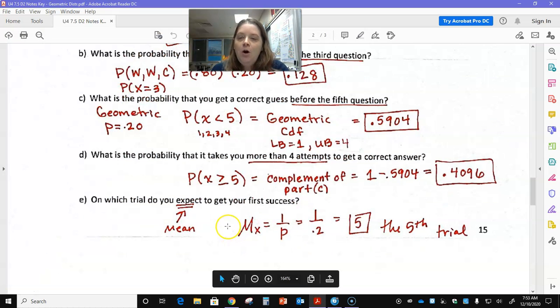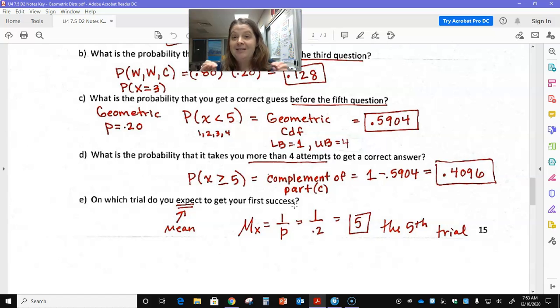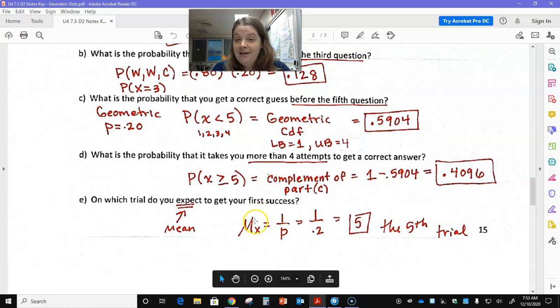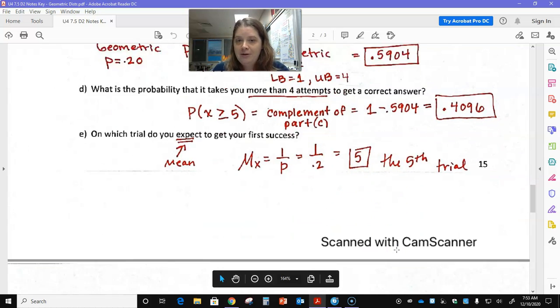Okay, so on which trial do you expect to get your first success? Remember, expected value is mean. Expected value is mean. So I see that word expect. I'm going to do the mean of x is 1 over p. I'm still geometric. So that's 1 over 0.2. That would be 5. I expect to get my first success on the 5th trial.